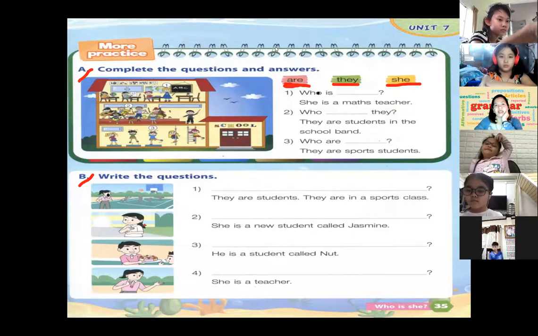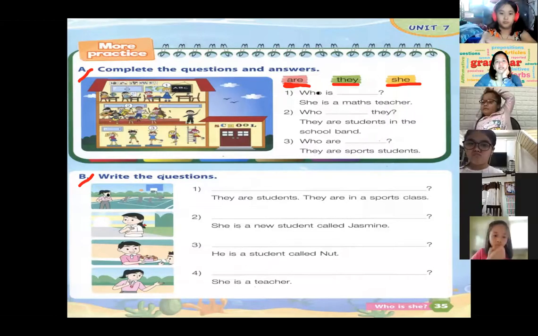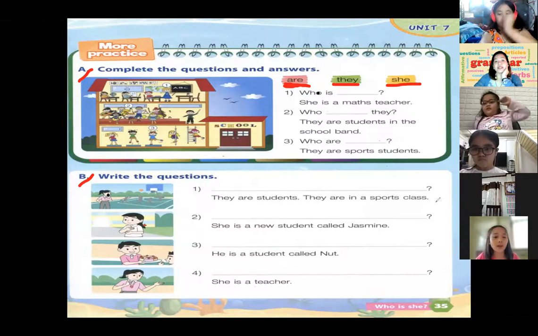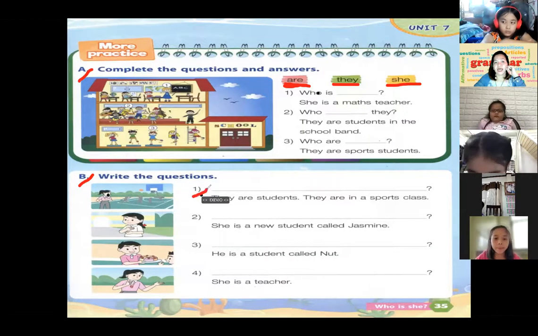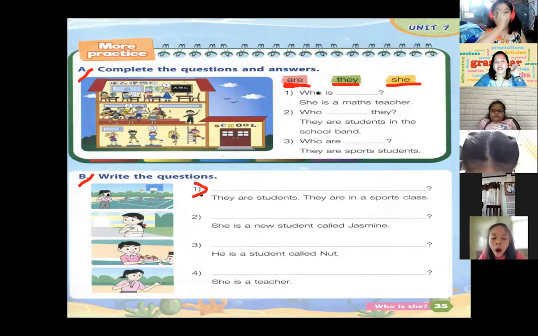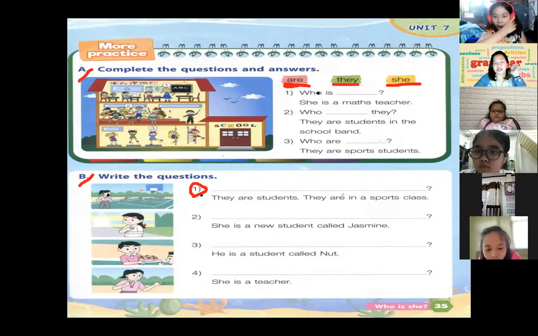And then, letter B, write the questions. So you just have to write the question. Example number one. They are students. They are in a sports class. I'm just reading it first. Number one, they are students. They are in a sports class. So how will you ask a question to get this answer?